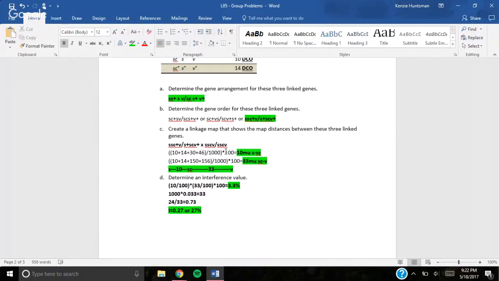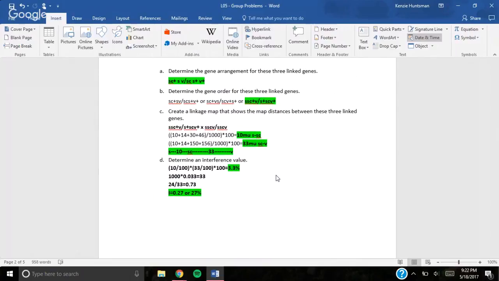Bring this down and to find the interference, you get 3.3%. Take that into the 1,000. You get that there should be 33 of them. We actually saw 24, so 24 divided by 33 equals 0.73, which gives us an interference of 27%.